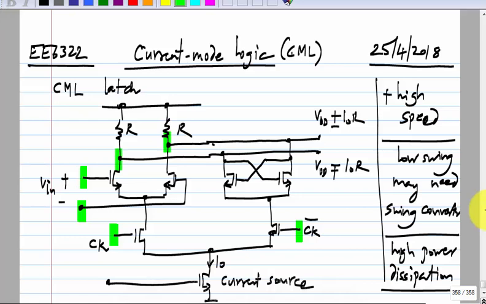That is, you may use the CML latch to make the decision, or you may use it in the earliest stages of the divider. After one or two stages of this, you can go to conventional. And once you go down to a certain speed, right?